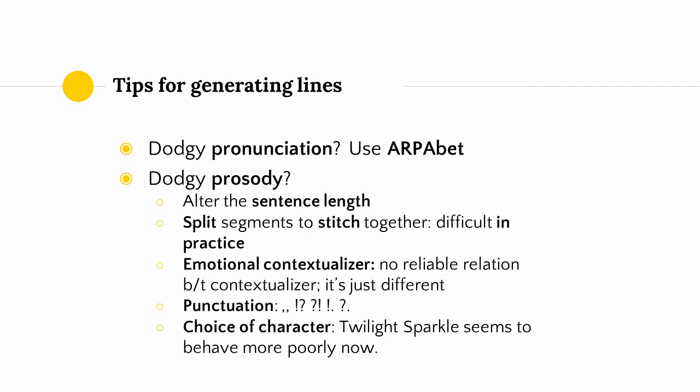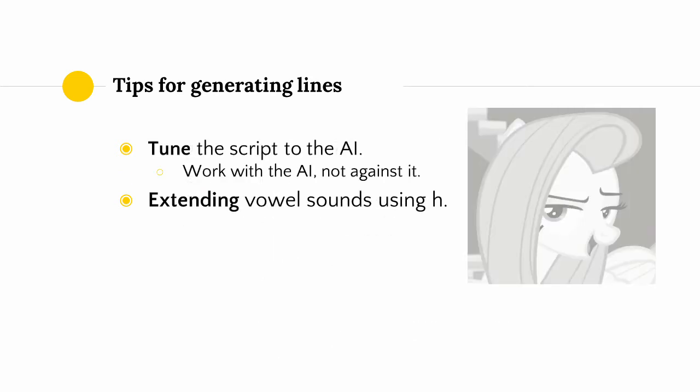I also find that some characters are less emotive than others. More recent iterations of the model seem to have some issue with Twilight Sparkle in this area. Another thing that you can do is if you can't get the AI to generate the line in a way that you want, you can try to tune the script to the tone that the AI is going for. In other words, work with the AI, not against it.